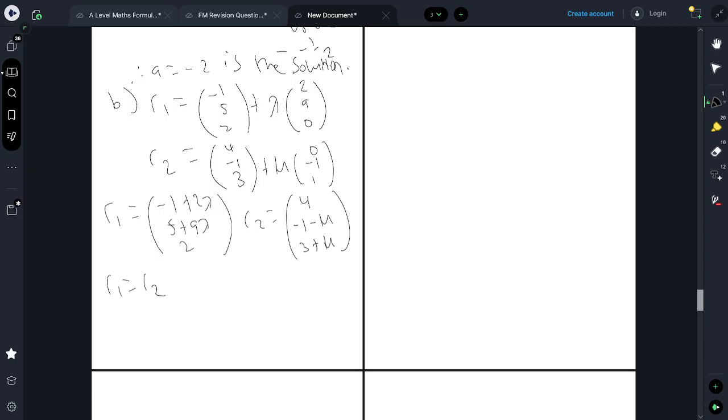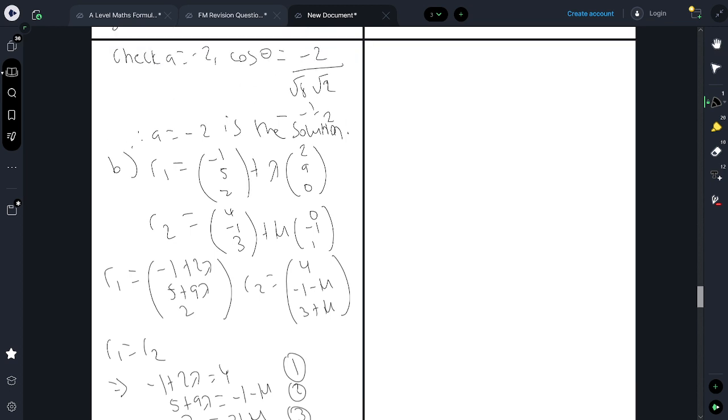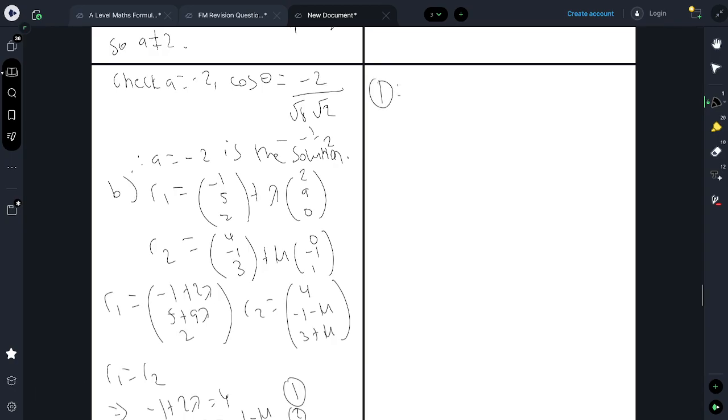R1 equals R2, which means that -1 plus 2 lambda equals 4. 5 plus 9 lambda would be -1 minus mu. And 2 would be equal to 3 plus mu. Again, you can label these 1, 2, and 3 if you wish. So if they intersect, we'll get a unique solution for lambda and mu, which will be correct for all three equations, right? So then solve them.